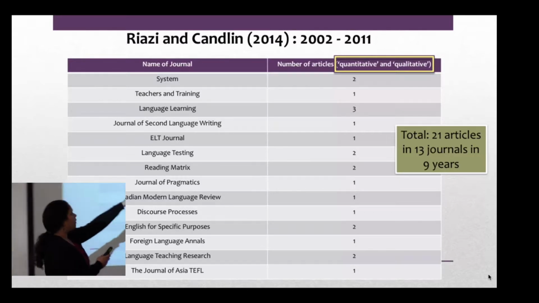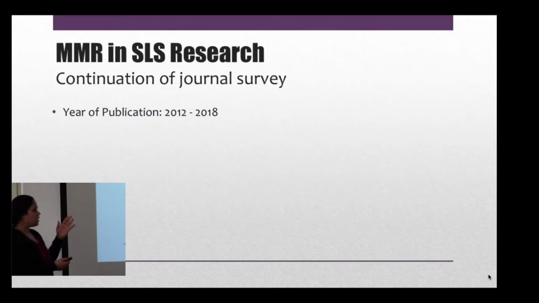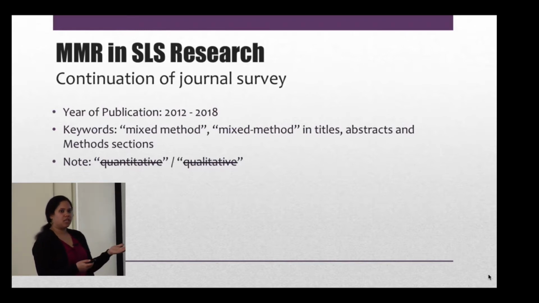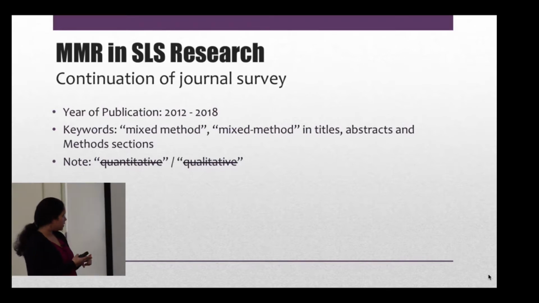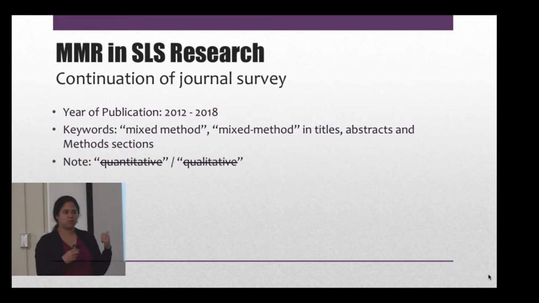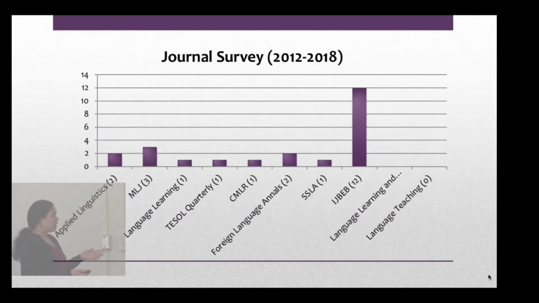So Corey and I decided to extend this journal survey, or journal search. We looked from 2012 to 2018, and we used the keywords "mixed method" or "mixed methods." We did not use the "quantitative and qualitative" that Riazi and Candlin did, because we were looking at mixed methodology and not mixed methods. We looked at 10 journals in the field of second language studies, some of the most popular ones, the ones that we all read about. And here are our results.